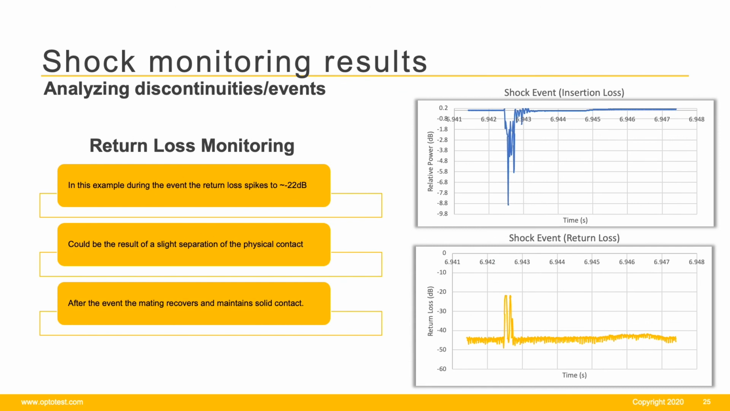In many shock tests, throughput is analyzed and monitored. However, return loss can also be of concern. In this shock test, it can be seen that the return loss also fluctuates during the shock. For a couple brief moments during the shock, the return loss jumps to about minus 22 dB. This fluctuation could be the result of a slight separation of the ferrules and a brief loss of physical contact between the two fibers. After the event occurs, the fibers make contact and return to an acceptable return loss level.